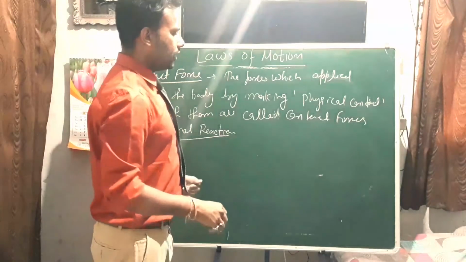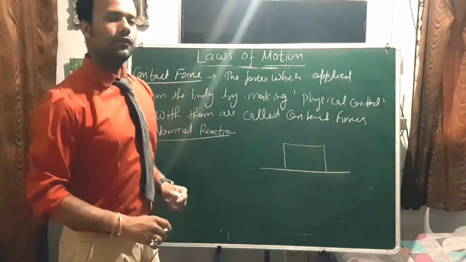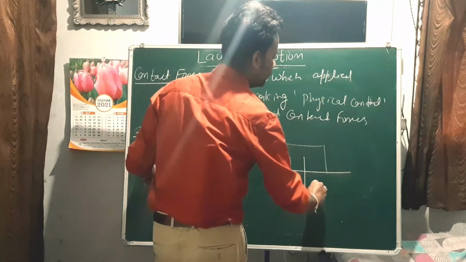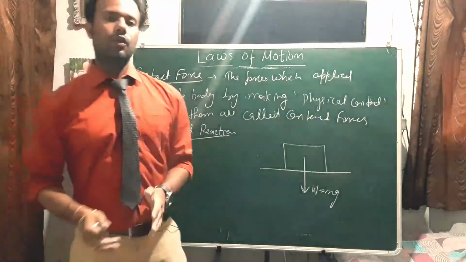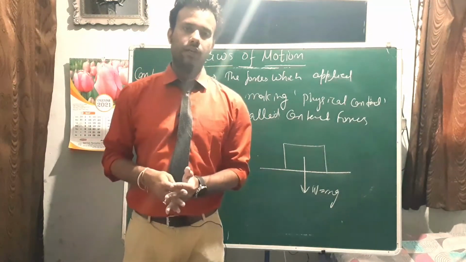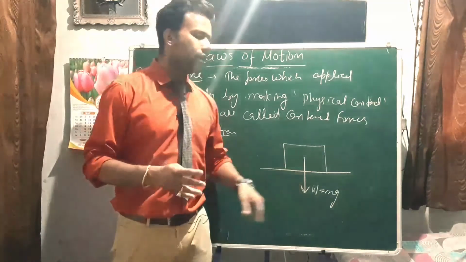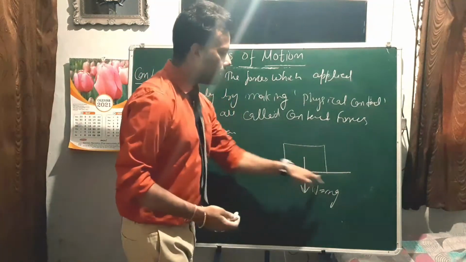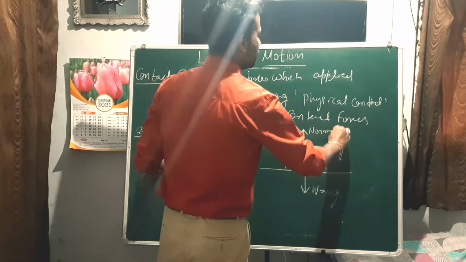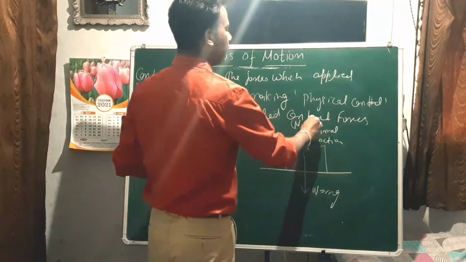Now what is this? Again, take the example of a book and the table. Suppose there's a book lying on the table. Now one force, the weight of the body, W equals mg, is acting downward. We have understood that if we apply a force in a certain direction, the body tries to move in that direction, right? But this body is stationary. That means one force is also acting on the body, which is countering the weight of the body. That force is created by the floor or the table, which acts opposite to the weight and is known as normal reaction. It is denoted sometimes by N or sometimes by R, right?